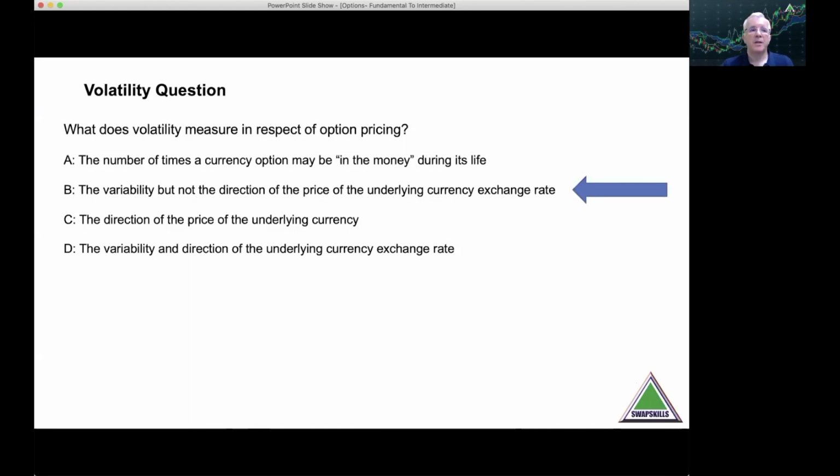And we should be coming with B. So it's a variability, but not the direction. Direction doesn't matter. It's how volatile a price is. Now, in this case, I put the underlying currency exchange rate. Could be a commodity price, an interest rate, equity. It doesn't matter. It's just the volatility, the variability. It doesn't matter if it's going up or going down.